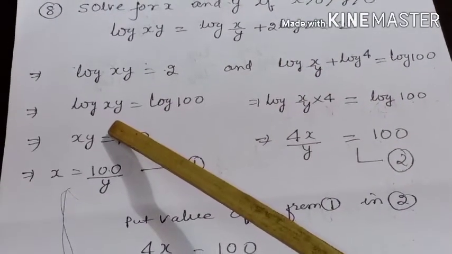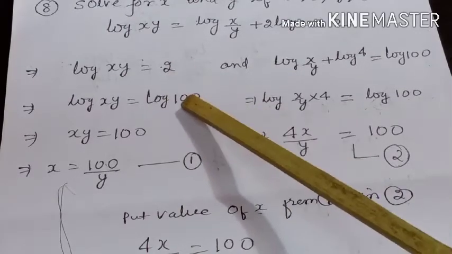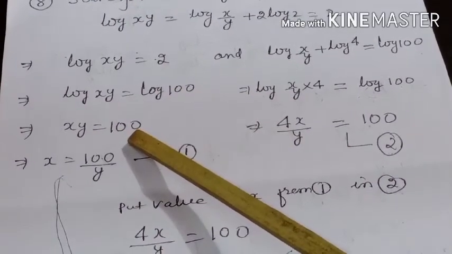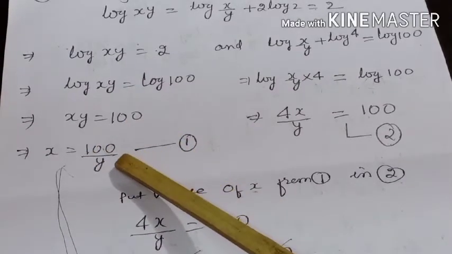So we'll start with the left side. Log xy is equal to log 100. Why? Because 2 is equal to log 100. So what will happen? xy will be represented as 100. From here we'll find out the value of x. x will come out as 100 by y.